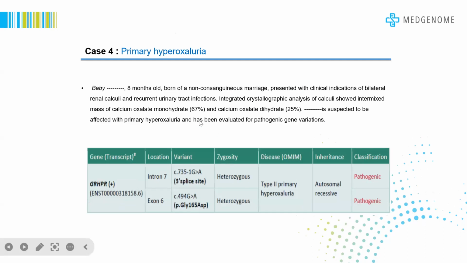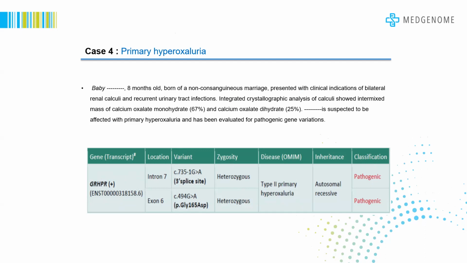Again, this is an 8-month-old baby. The baby was suspected to be affected with primary hyperoxaluria. So what have we found? We found mutations in the GRHPR gene. There are two heterozygous mutations, so this is a compound heterozygous condition, and it confirmed the diagnosis of primary hyperoxaluria. So how can genetic testing help?